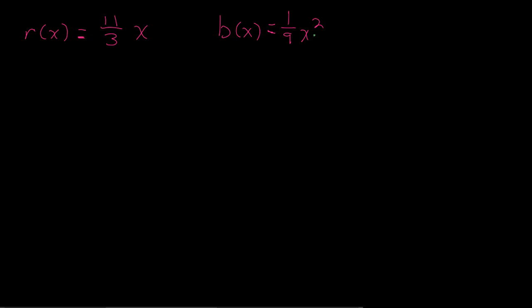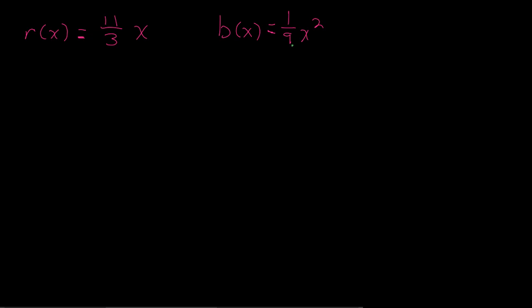x squared. So we have two functions. We have r of x equals 11/3 x, which I'm hoping now you can appreciate is going to be linear with a slope of 11/3 and a y-intercept of 0. And b of x is going to be quadratic with a vertex at 0, 0, but it's going to be very wide because of the 1/9 in front of it. And we can look at ways of making these functions work together.